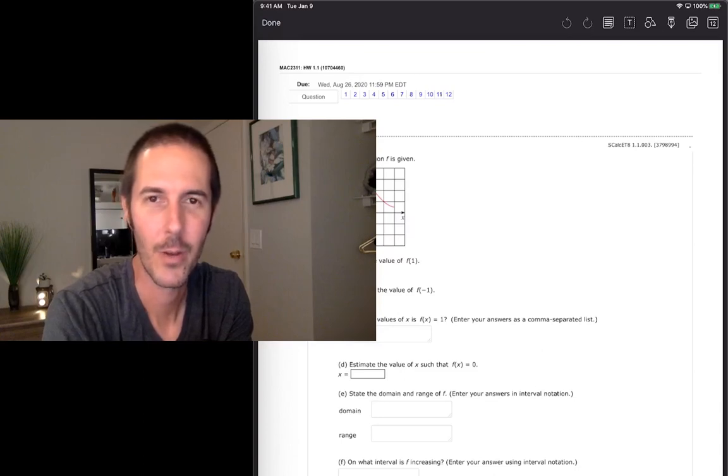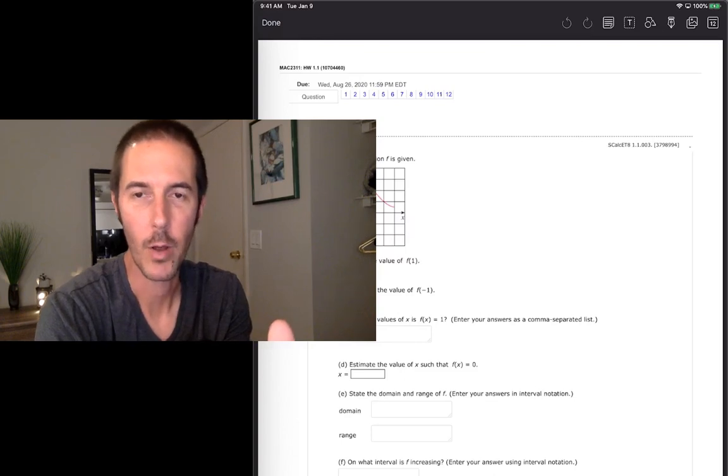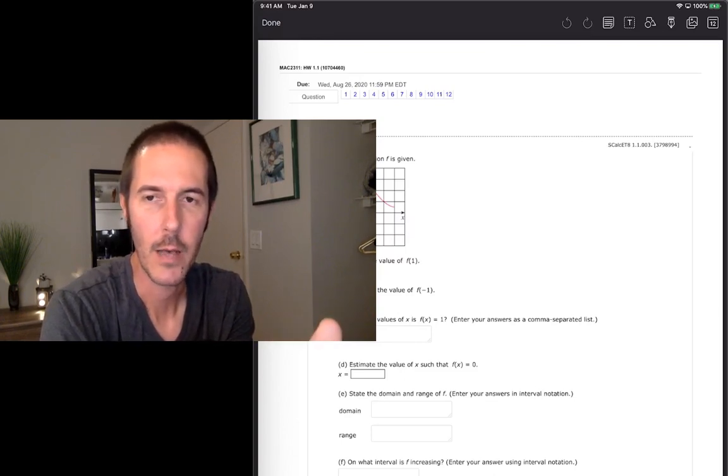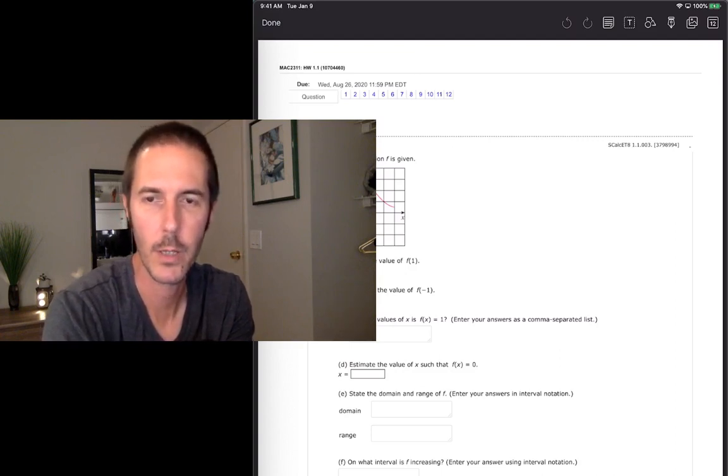All right, here we are in Chapter 1, Section 1 of Calc 1. And what we're going to see a lot of in this section is going to look like review. So I'm going to move through it pretty quickly. And this is actually the entirety of a homework assignment that I'm going to be assigning to my students.